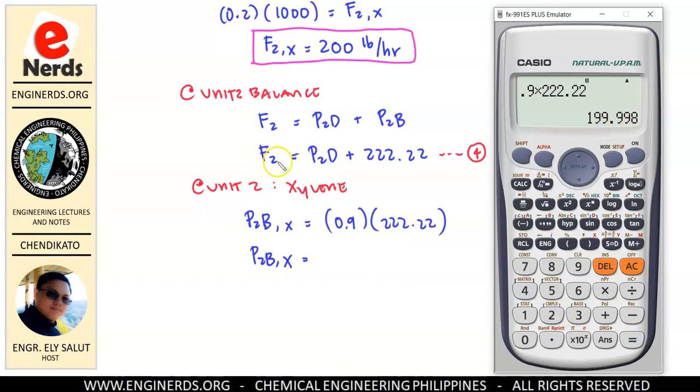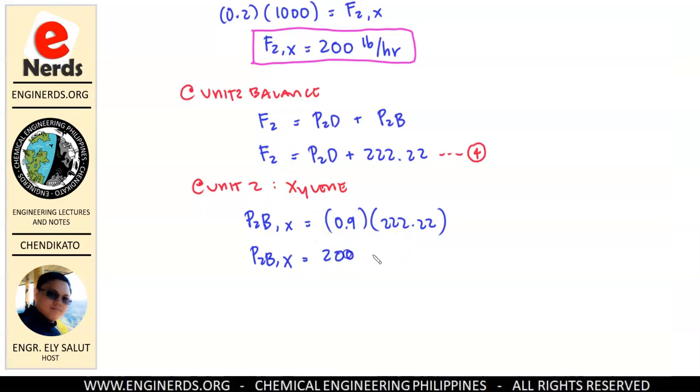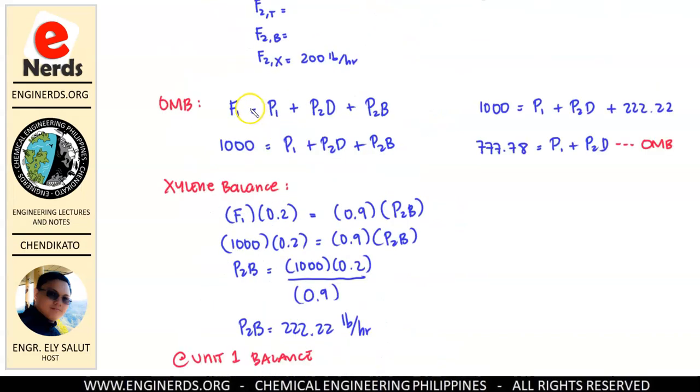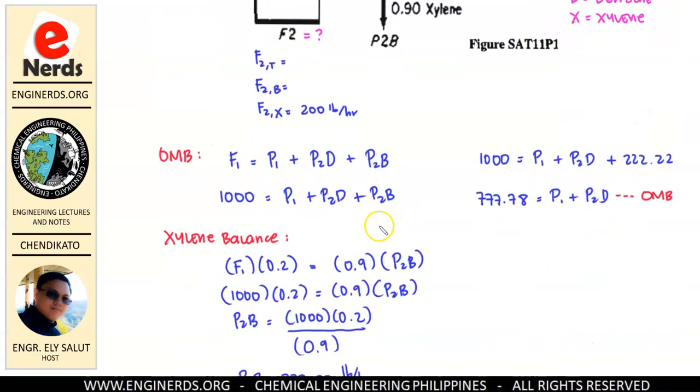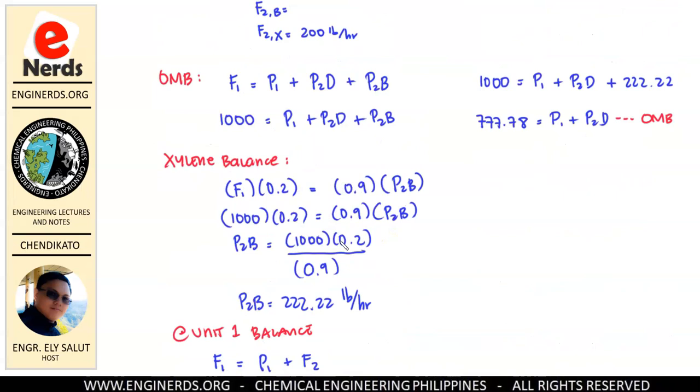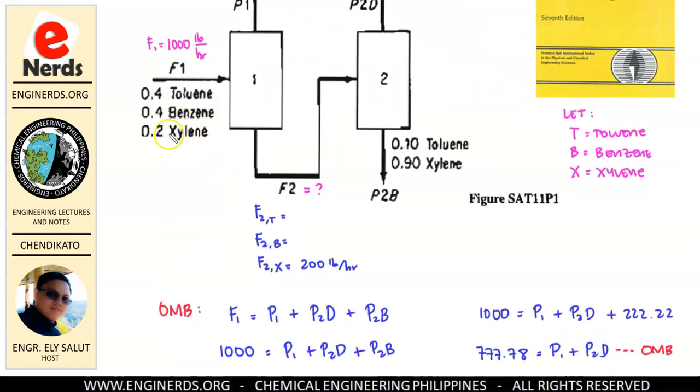So kapareho kanina kasi lahat ng pumasok na Xylene sa F1 is yun din naman yung lumabas. Okay? Kaya kung Xylene natin dito is 200, dito 200, so F2 natin 200 din, and dito sa P2B is also 200 dahil yun lang naman yung Xylene dito sa ating system. Okay? Alright, so we know this, it's better to write it here. Our Xylene here is 200 pounds per hour. Kapareho lang ng Xylene sa ating F2 stream.